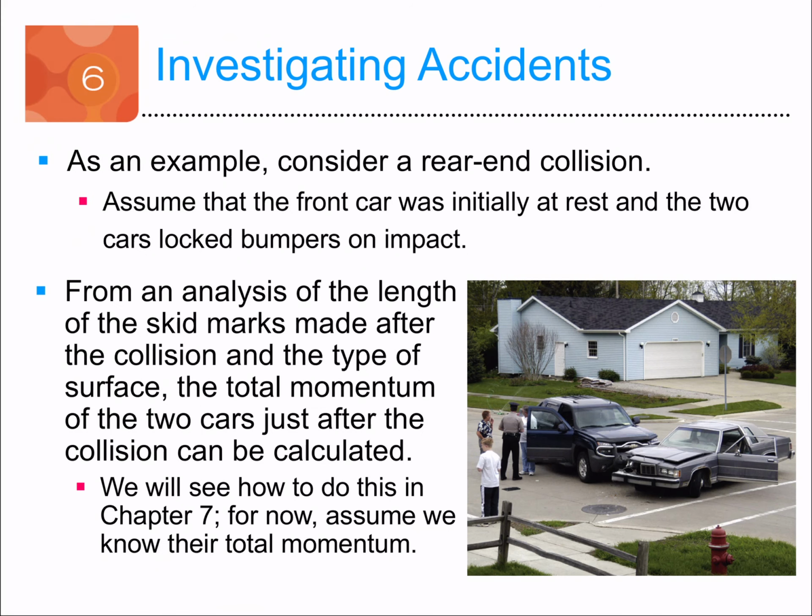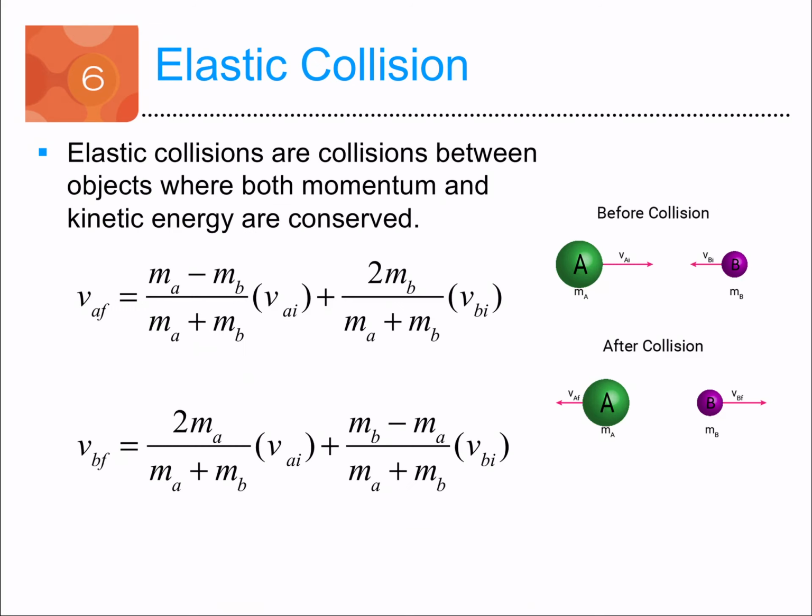So here's a picture showing a rear-end collision. We're assuming that the front car was initially at rest. The two cars locked bumpers upon impact. So the investigator would look at the skid marks made after the collision, the type of surface, and then the total momentum of the two cars could be calculated.